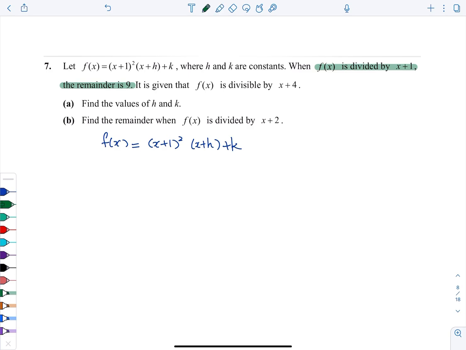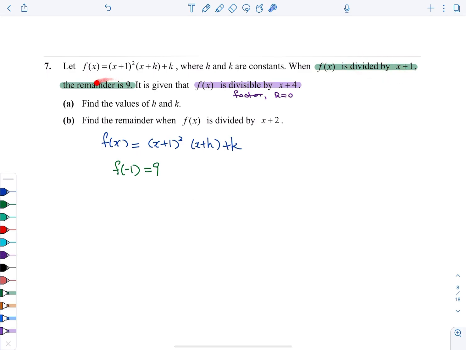It's divided by this thing, remainder is this. So let's do this first. f(-1) equals 9. That's your first information. The second information: it is divisible by x plus 4. What does divisible mean? Divisible means when it's divided by this thing, the remainder is 0. That means it is a factor. Very important information. And we also know that the remainder is 0.